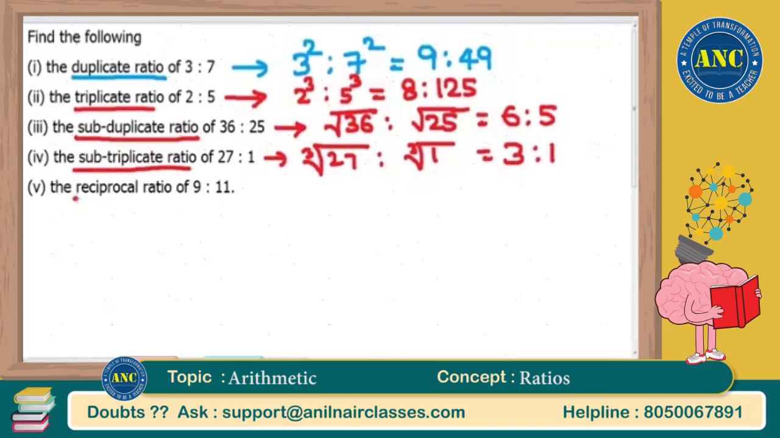And the last one is reciprocal ratio. The reciprocal of 9 and 11 is 1 by 9 is to 1 by 11, which is nothing but 11 is to 9. Just the terminologies you need to know. This sometimes might be asked in a bank level examination. Why ignore even the smallest of things?